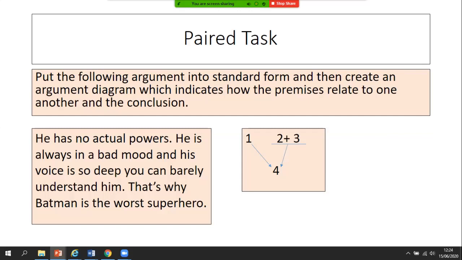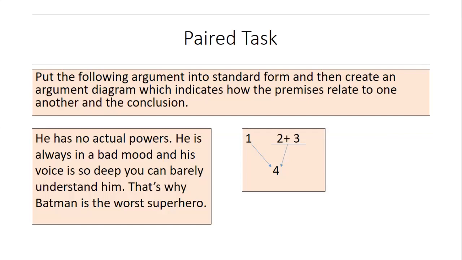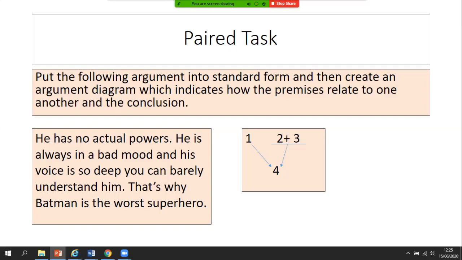So it's independent of the other 2 premises. The other premises work together. He is always in a bad mood, and his voice is so deep you can barely understand him. Again, these 2 premises are working together, and you can see that by the word "and" here. So this is a combination of a linked and a convergent argument, because you could quite easily just have 2 and 3 getting to 4 without number 1. You could also have 1 without the other 2, which work together to get to the conclusion as well. So that is an example of a complex argument.